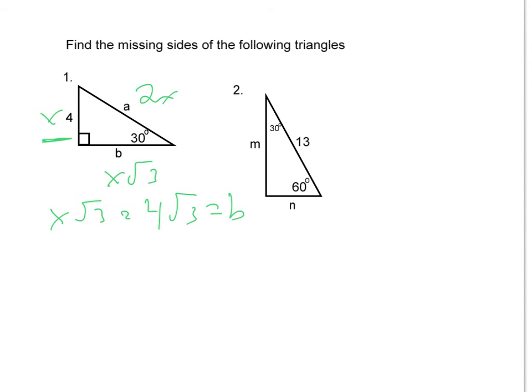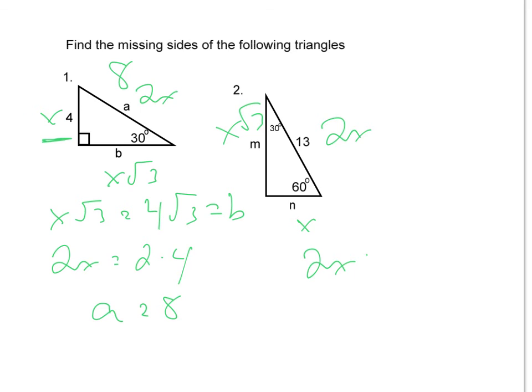And A is just 2x. Well, 2x is equal to 2 times 4. So A is equal to 8. In this one right here, this is my x side. N is my x root 3 side. And my 13 is my 2x side. So I know that 2x is equal to 13, which means x is equal to 6.5. Which means now N is equal to 6.5. M is equal to 6.5 root 3.